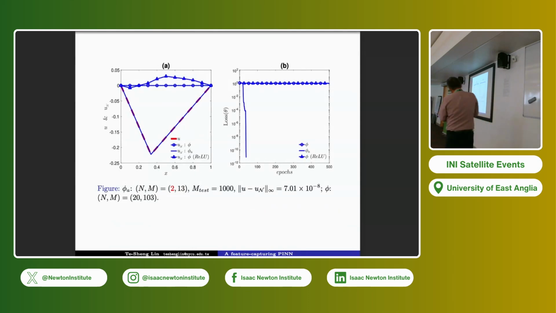So using this kind of capturing approach, we can find a solution nicely. All the other networks fail. For the triangular one, if you use the ReLU activation function in your network, you cannot find it. If you use a smooth activation function, you cannot find it. Only when you incorporate this kind of capturing approach can you do it.